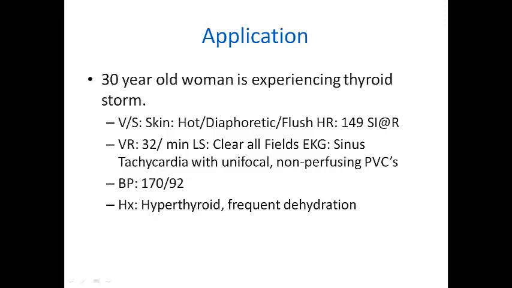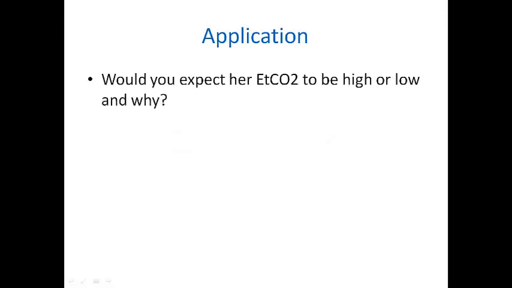New patient. We have a 30-year-old female who's experiencing a thyroid storm. She has a history of hyperthyroid and frequent dehydration. Signs present show thyroid storm with a heart rate of 149, strong and irregular. EKG is showing unifocal, non-perfusing PVCs. Lung sounds are clear, yet the ventilatory rate is increased, and our blood pressure is high. Same question for this patient's condition.